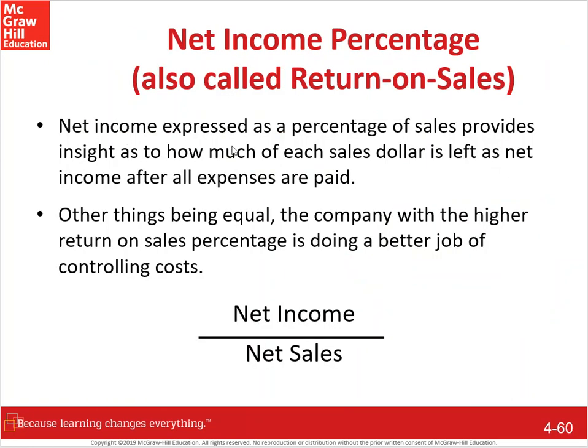So we're expressing our net income as a percentage of sales, and that offers us some insight as to how much of each sales dollar is left as net income after all of the expenses are considered. So all other things equal, a company with the higher return on sales percentage is doing a better job of controlling their costs. So if our sales and our gross margin are the same, a company with a higher return on sales is doing a better job managing all those other expenses in the middle of their income statement.